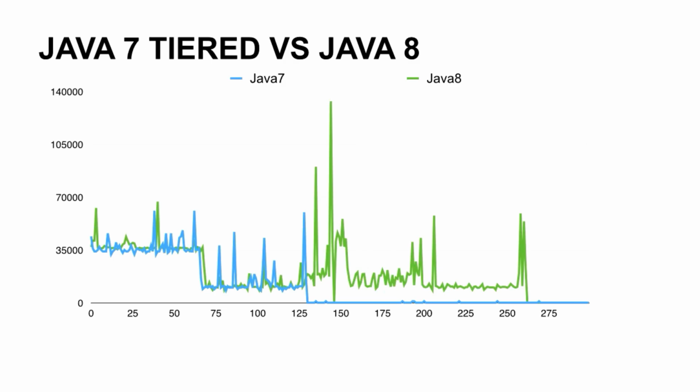In Java 7, the second phase kicks in after only 125 iterations of the outer loop, as we can see from the blue line, whereas in Java 8, it doesn't happen until close to the 260th iteration, as we can see in the green line.